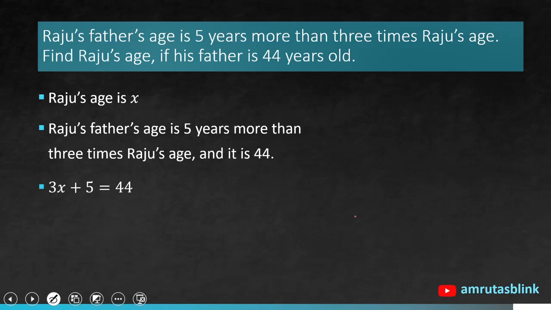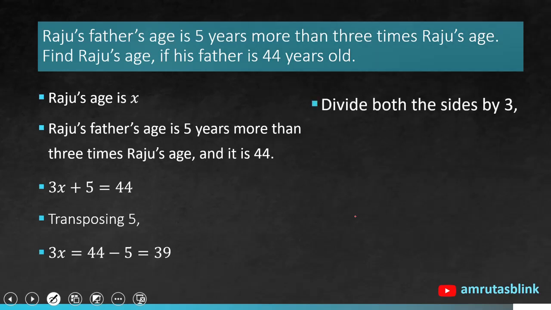So 3x plus 5 is equal to 44. Now we will solve this equation. Transposing 5, that means we will remove this 5 from both the sides. In order to do so, we need to subtract 5 from both the sides. So 3x plus 5 minus 5 is equal to 44 minus 5. So 3x is equal to 39. Now in order to remove 3, we need to divide both the sides by 3.